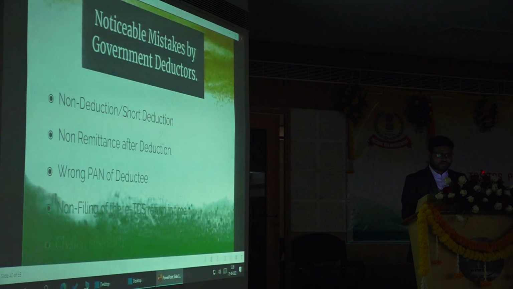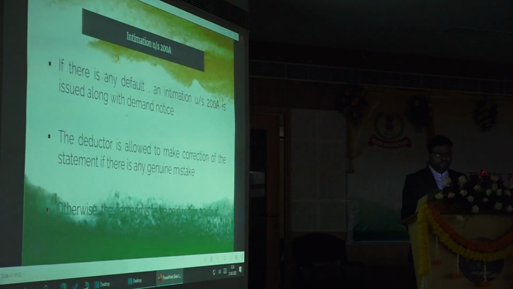All these things are the most common mistakes observed among deductors, and more especially in the case of government deductors, which results in huge demand in the government sector. So whatever the default, we get intimation under section 200A along with a demand notice. The deductor is allowed to make corrections within 30 days. The moment you get a notice under 200A, please see that you correct the default which is there.